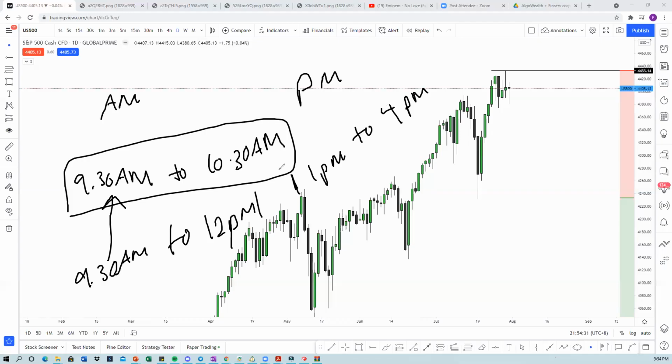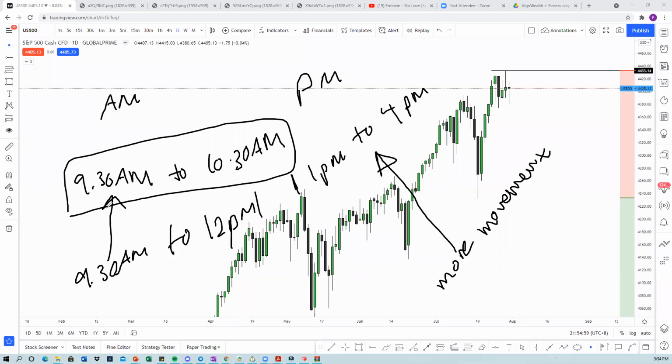Okay, so you want to do something between 9:30 and 12 p.m. or 1 p.m. to 4 p.m., given that this is the time period in which there's more movement. Now, trading indices is very technical. There are various different things that must come together when you trade indices.